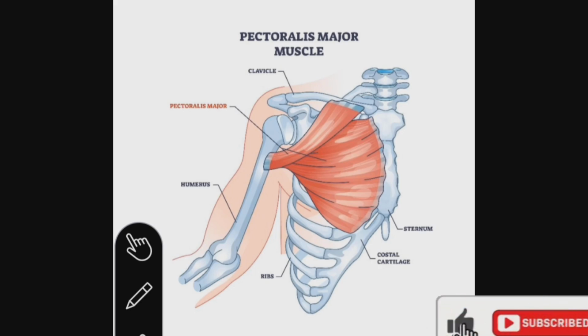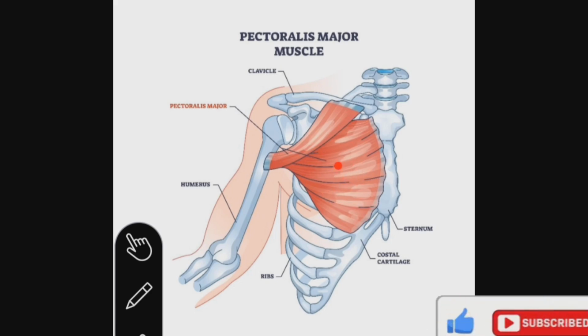So what are the muscles of the pectoral region? The muscles of the pectoral region are divided into superficial muscles and deep muscles. Superficial muscles are, number 1, the pectoralis major. This muscle you can see right here is the pectoralis major. Then we have the pectoralis minor, the subclavius, and then the deep muscle is the serratus anterior. First off, we'll talk about the anatomy of the pectoralis major.